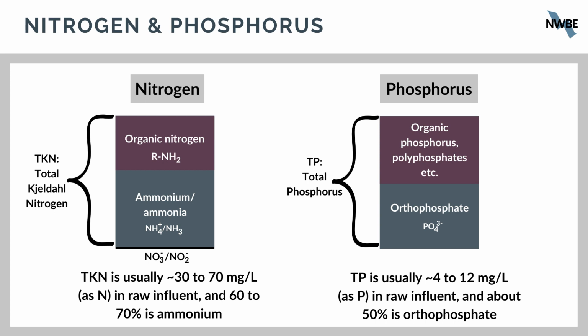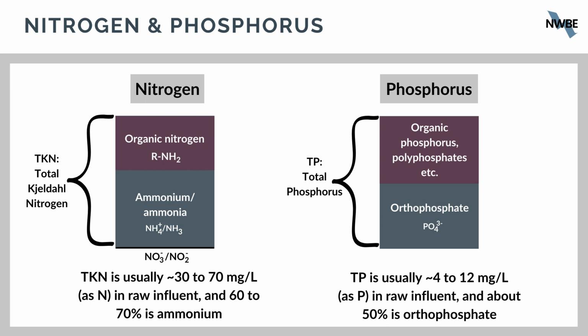TKN measurements are performed by adding sulfuric acid to the sample and heating it to digest organic matter and liberate the ammonium. The ammonium is collected and measured, which indicates how much nitrogen you originally had in your sample.